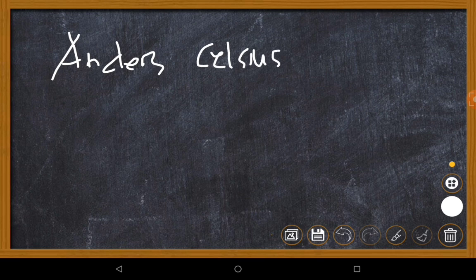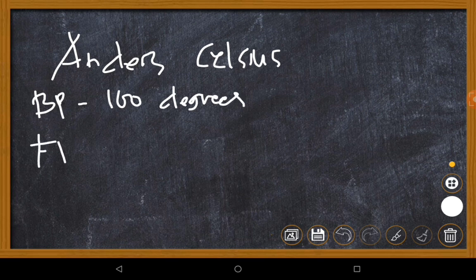The boiling point of Celsius is 100 degrees Celsius, while its freezing point is 0 degrees Celsius.